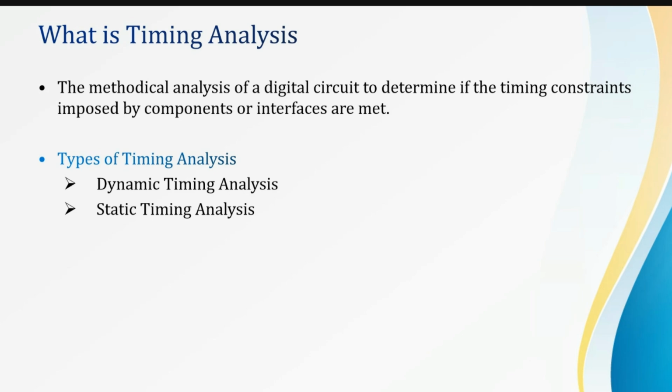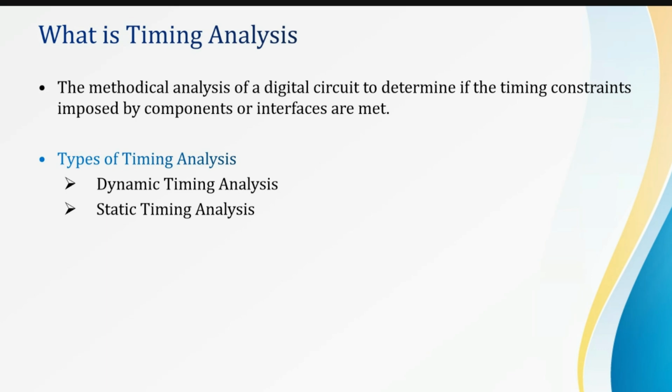In timing analysis, we have two types: one is dynamic and the other is static timing analysis. In dynamic timing analysis, we check the functionality as well as the timing for all the circuits. Whatever circuits you have designed, it checks the functionality as well as the timing for each and everything. Whereas static checks only the timing. It won't check the functionality.